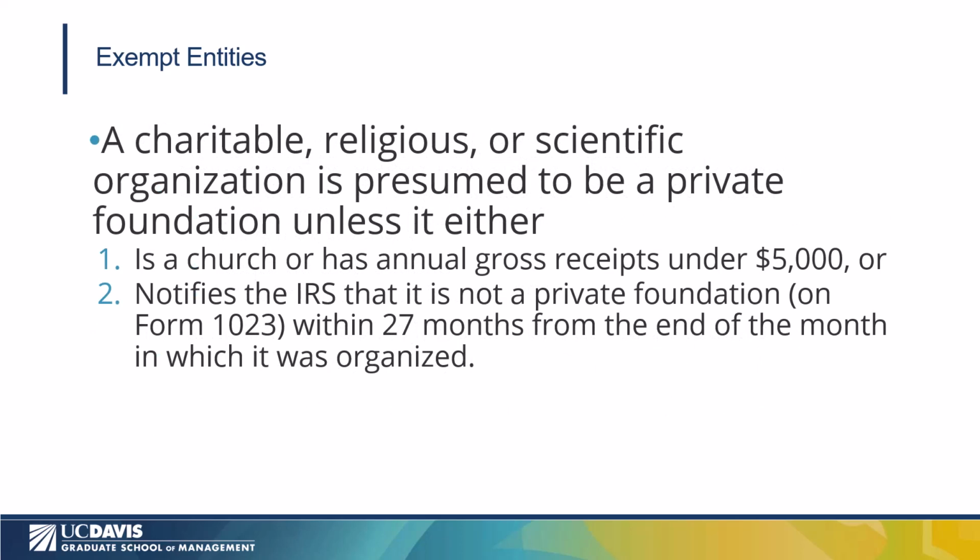So what's a charitable, religious, or scientific organization? These are presumed to be a private foundation also, unless it's a church or has annual gross receipts under $5,000. So if it's a church, boom, you're carved out, right? Separation of church and state. Or it has annual gross receipts under $5,000. So obviously, if you're very, very small, they're not going to treat you as a private foundation. Again, this is your classic sport booster club kind of thing. Or you notify the IRS that you are not a private foundation, which you would do by filing Form 1023 within 27 months from the end of the month in which you're organized. So basically, they're saying, look, we're going to let you operate for a little while, and then you're going to report to us on a form and demonstrate to us that you're not a private foundation.